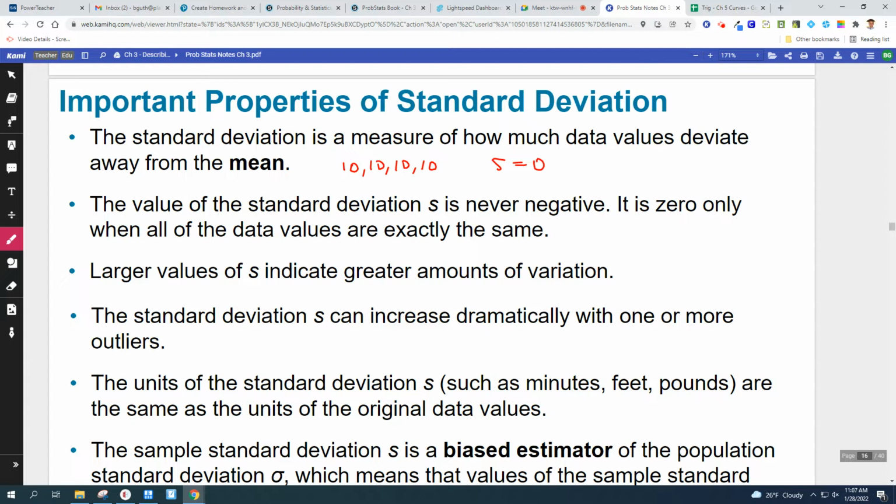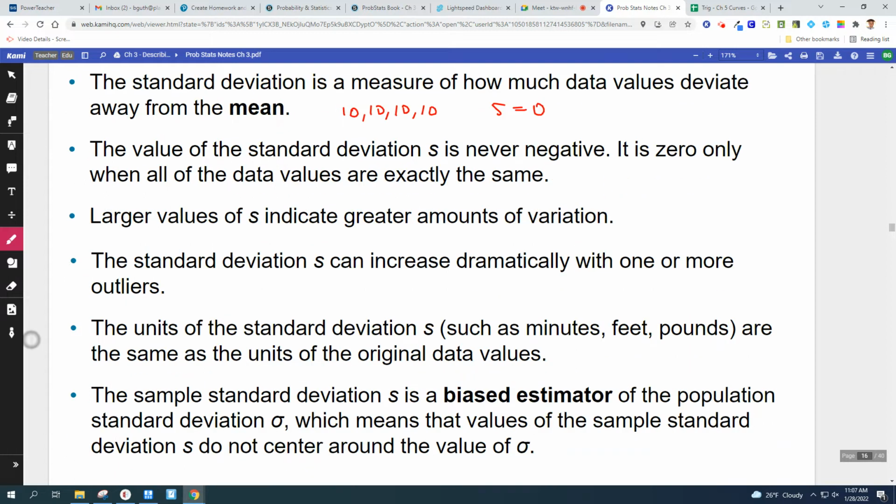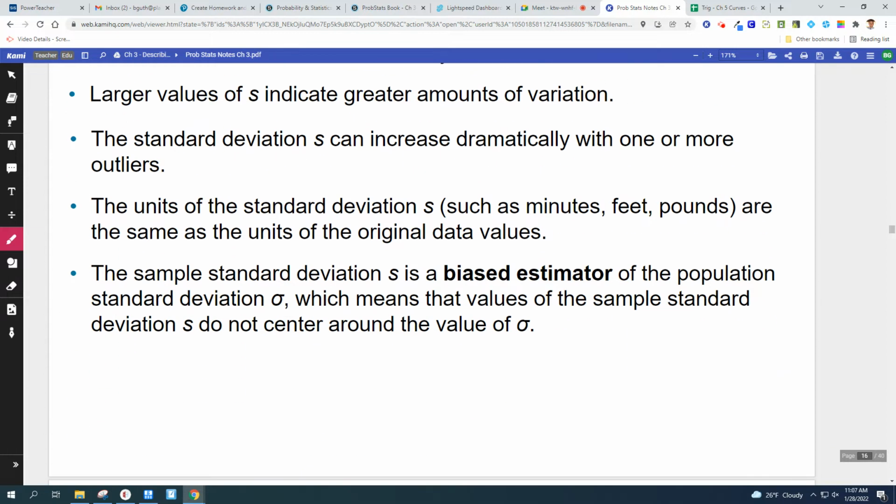The value of the standard deviation S is never negative. It is 0 only when all of the data values are exactly the same. Larger values of S indicate greater amounts of variation. The standard deviation S can increase dramatically with one or more outliers. The units of standard deviation S, such as minutes, feet, and pounds, are the same as the units of the original data values.